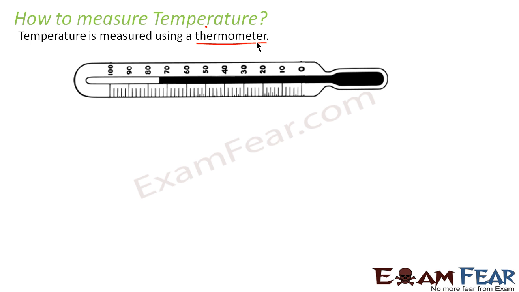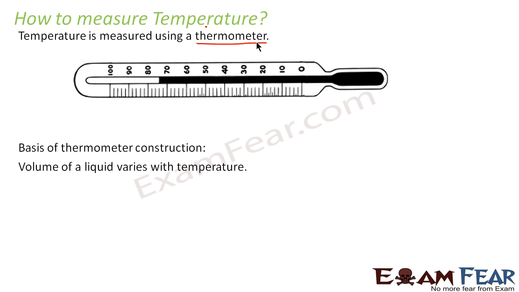Now as soon as you put the thermometer in your body, keep it for some time and then observe the reading, that reading gives you the temperature of the body. Now, what is the basis of thermometer construction? That means, what is the principle behind the working of a thermometer? Basically, the principle that lies behind the functioning of a thermometer is that the volume of a liquid varies with temperature. That means as the temperature increases, the volume of the liquid also increases. Similarly, as the temperature decreases, the volume of the liquid also decreases.